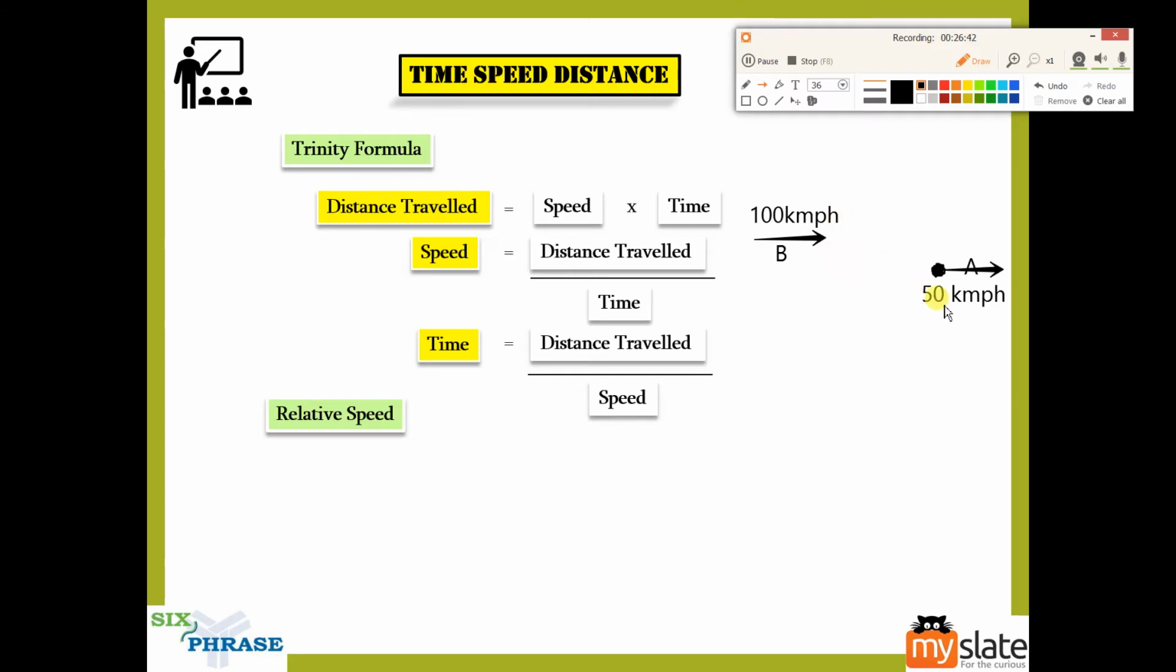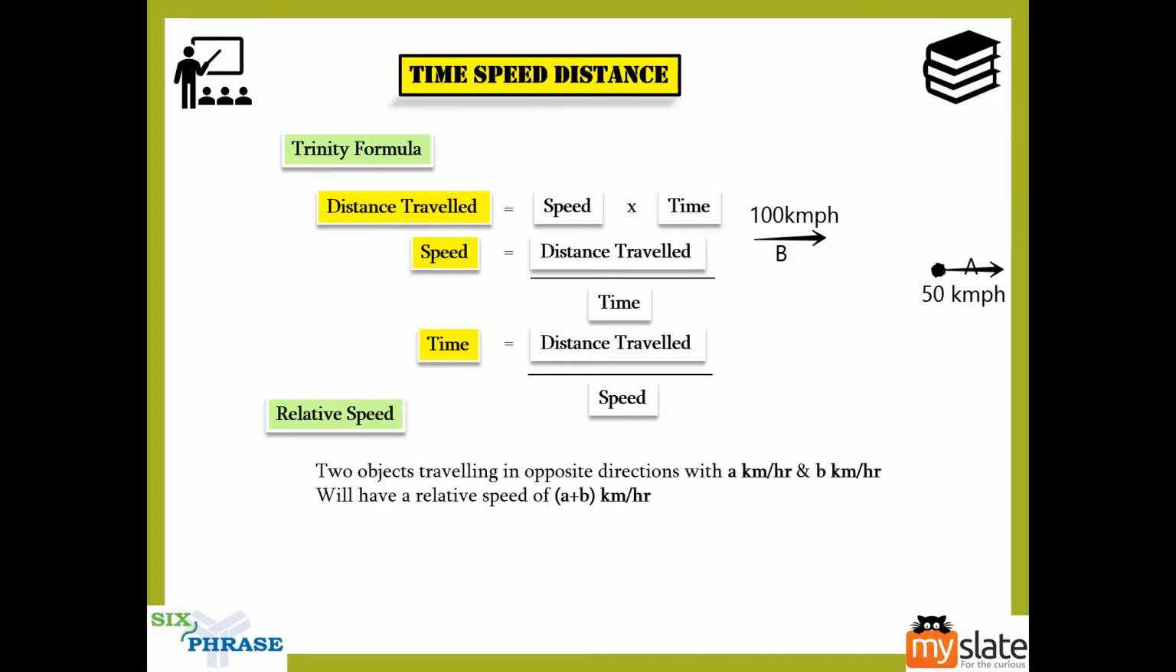Okay, 100 minus 50, 50 minus 100, either way you can do. If you do 50 minus 100, you'll get a negative 50, but you can remove the negative sign because speeds can't be negative, so that doesn't matter. But when they are moving in opposite directions, you will have to add the speeds. So that is this concept of relative speeds, guys.